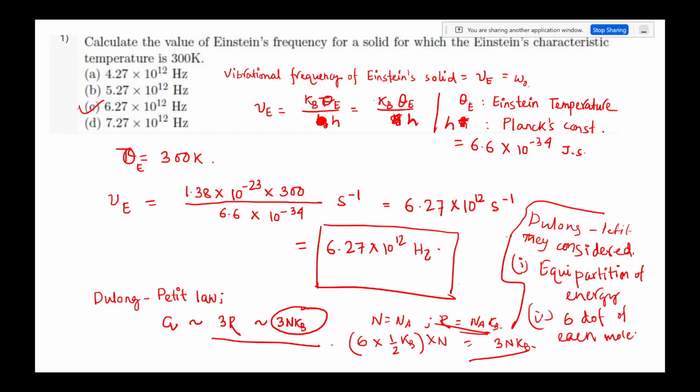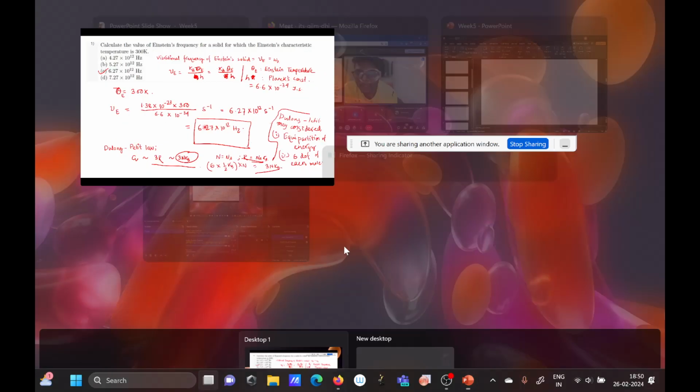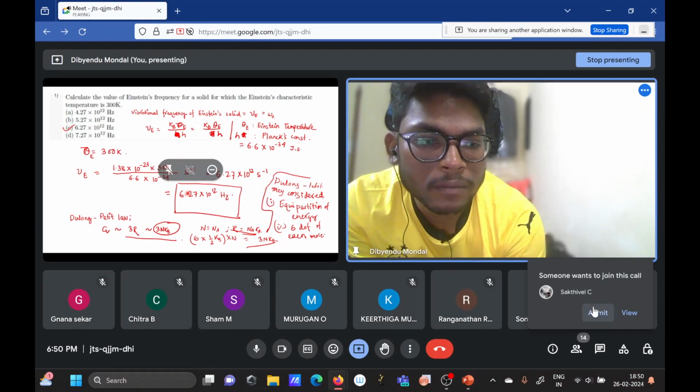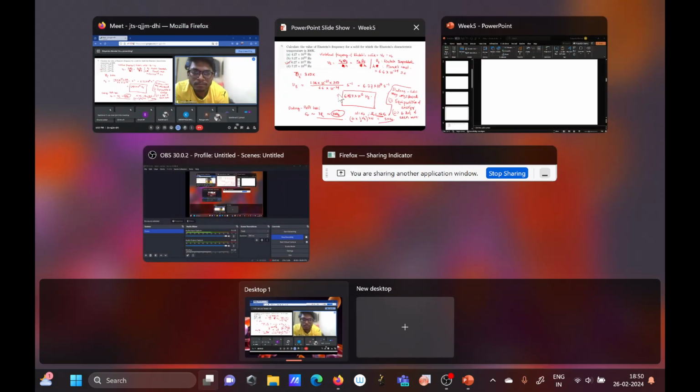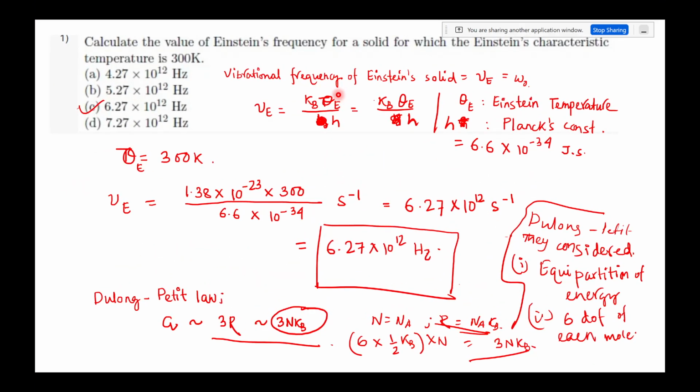So actually the question arises: what is the difference between Dulong-Petit's law and Einstein's law for specific heat? First thing first, in Dulong-Petit's law, they considered molecules with 6 degrees of freedom, and they equated with the equipartition theorem, and they gave this Cv equal to 3R or 3n kb.